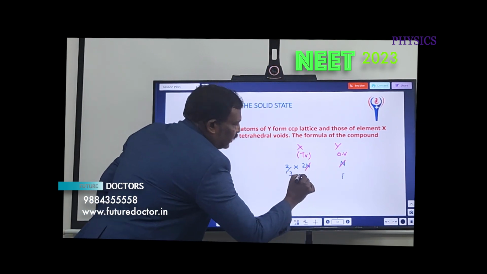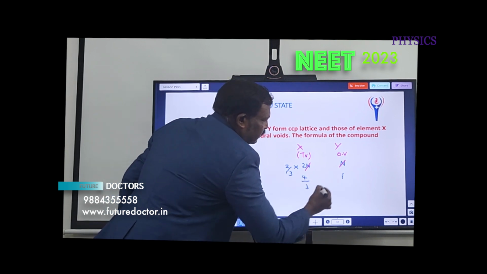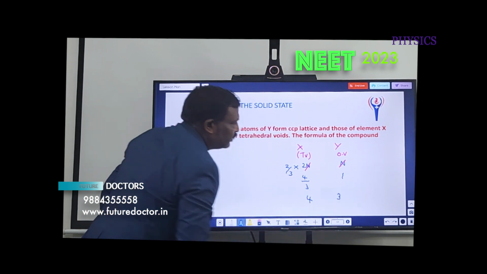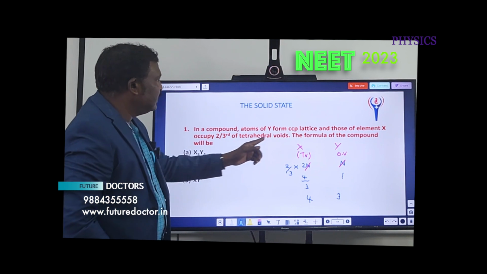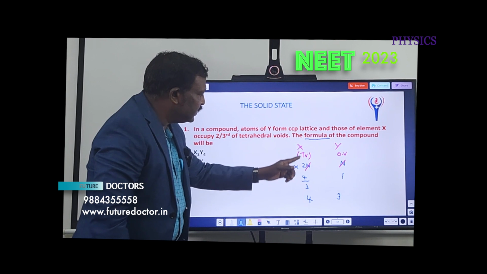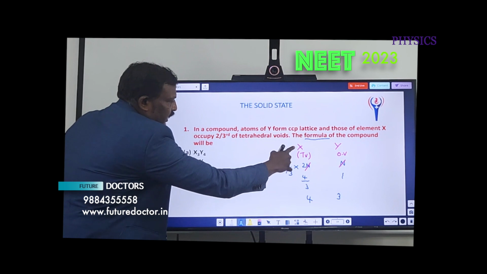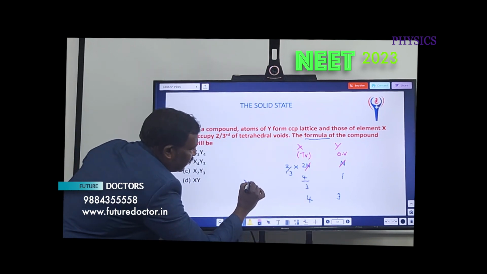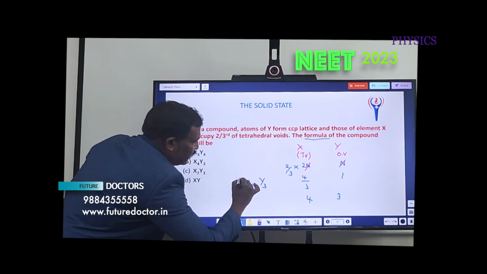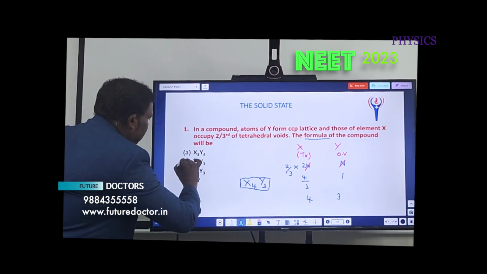Here 2 into 2 is 4, so we can write 4/3 on the left hand side. If you cross multiply, 3 goes there. Now it will be 4 times X, 3 times Y. They're asking only the formula of the compound. So X is 4 times, Y is 3 times. The answer will be X4Y3. This is the formula, so among the options, X4Y3 is the answer. Are you following?